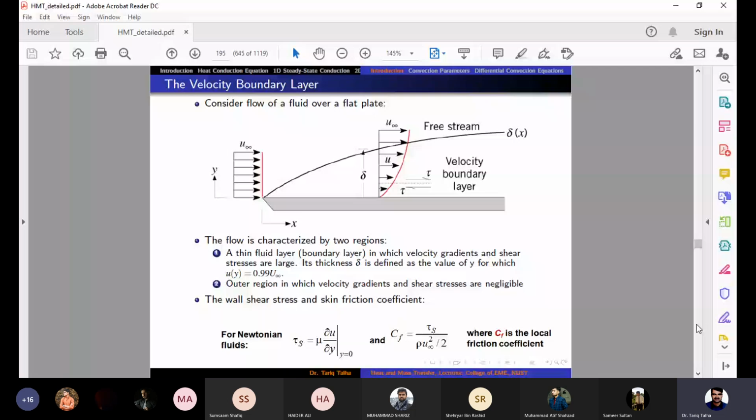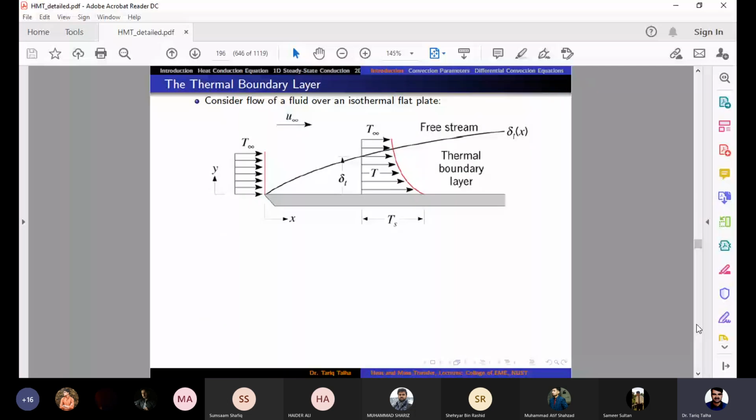So now coming towards the thermal boundary layer. Similarly, as we discussed for the velocity boundary layer, we would have a thermal boundary layer here. Let's suppose that we are talking about the cooling of this surface. So it means that now we have the maximum temperature at this surface, and we are trying to cool it with the flow of cold fluid over it.